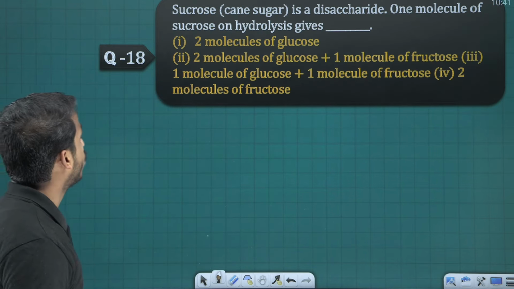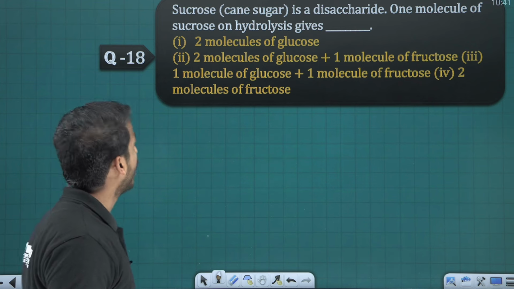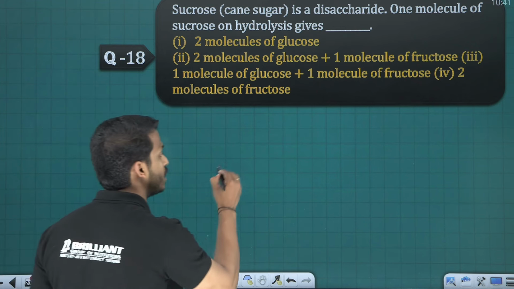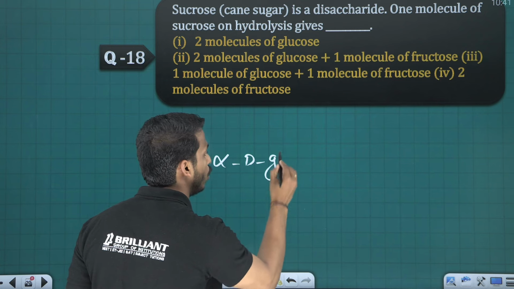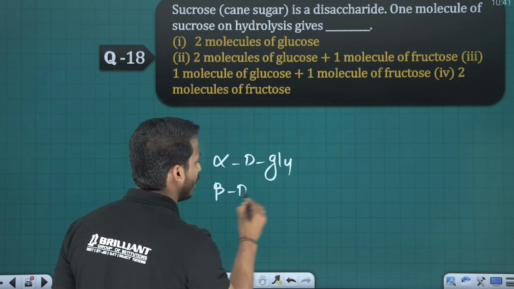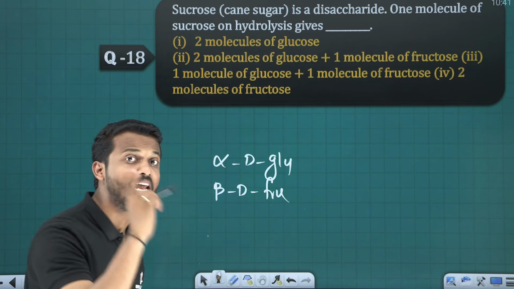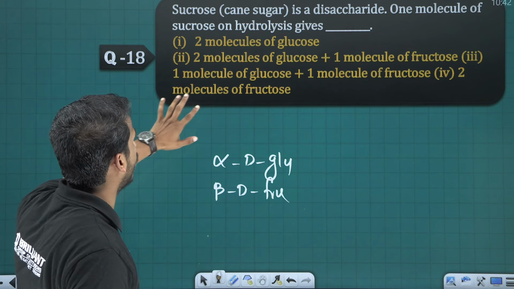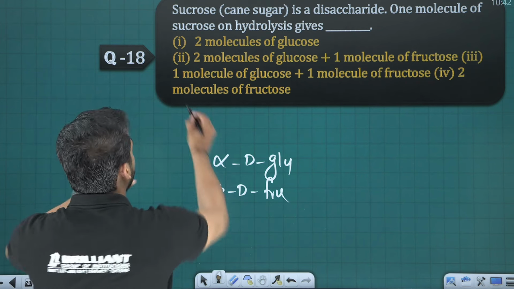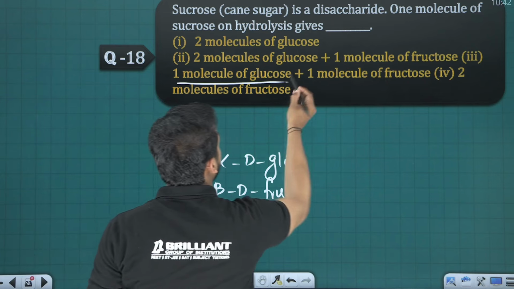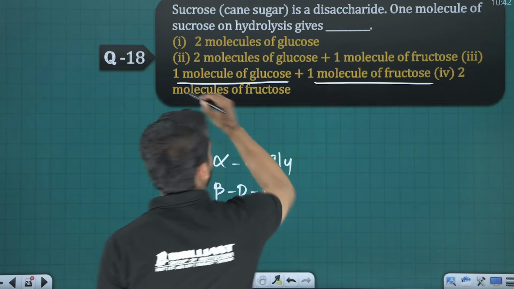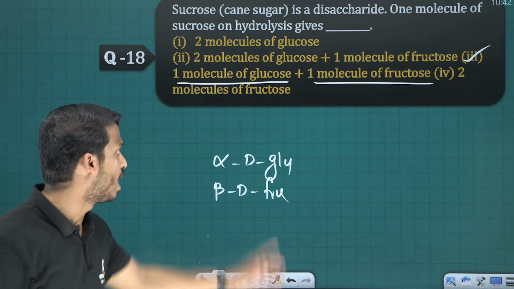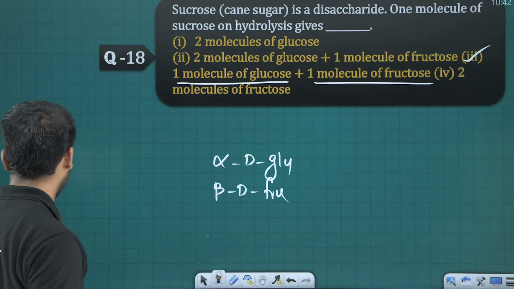Right? Now, sucrose is a disaccharide. 1 molecule of sucrose on hydrolysis, you know, we will get alpha D glucose and beta D fructose. So, what do you get? 2 molecules of glucose? No. Third option is there. 1 molecule of glucose, 1 molecule of fructose. Let's go with the third option. Ready all? So sucrose is made up of what? Alpha D glucose and beta D fructose.